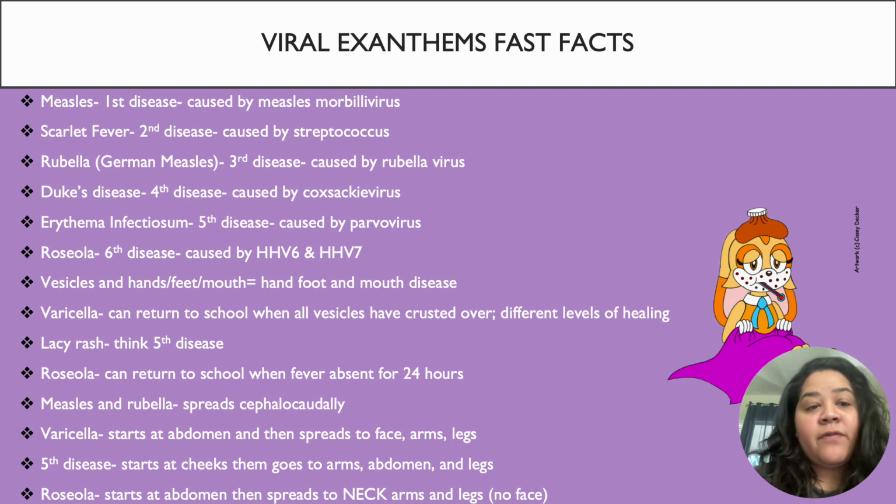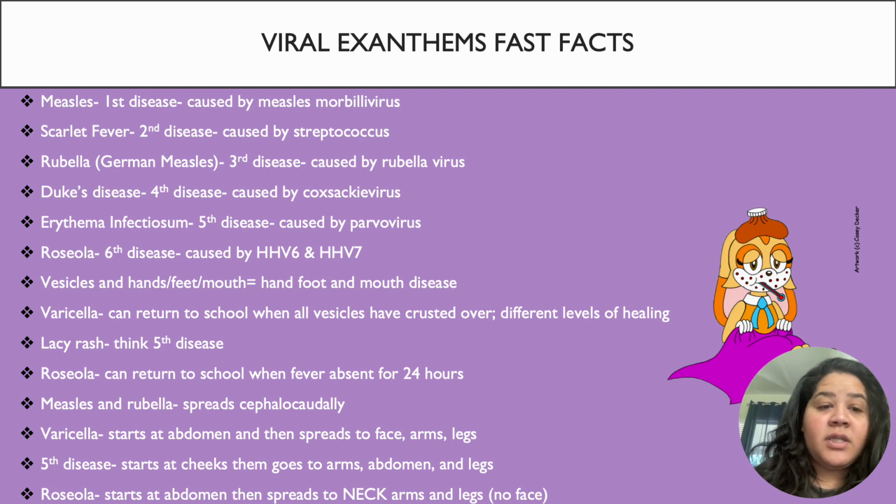Measles is known as first disease, and it's caused by the measles virus. Scarlet fever is known as second disease, and it's caused by streptococcus, and a keyword for scarlet fever is going to be sandpaper-like rash and strawberry tongue. Rubella, otherwise known as German measles, is the third disease, and it's caused by the rubella virus.